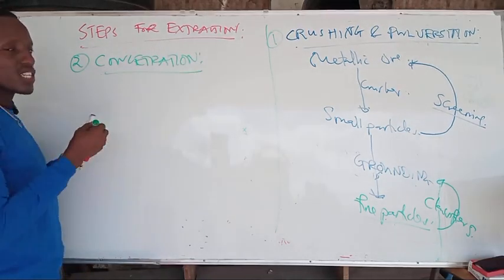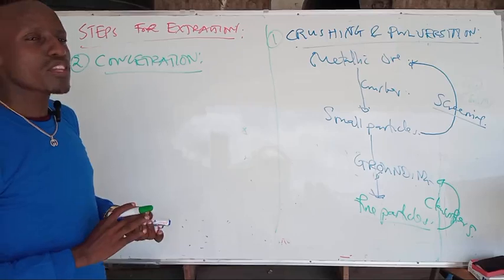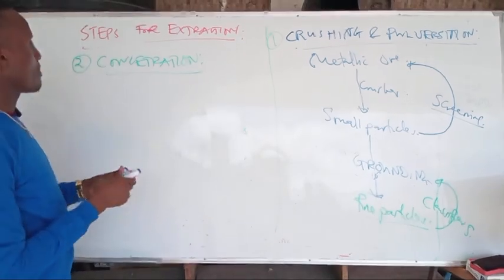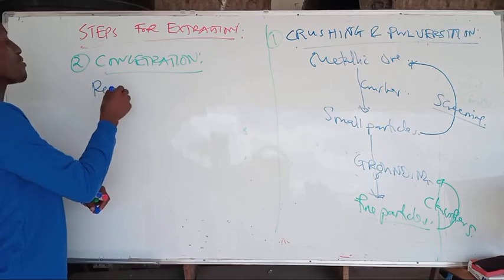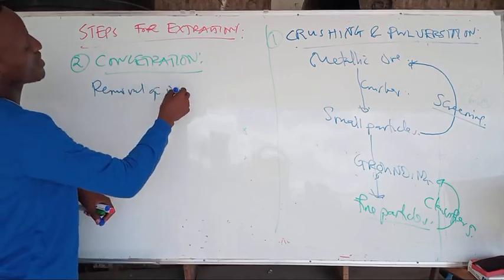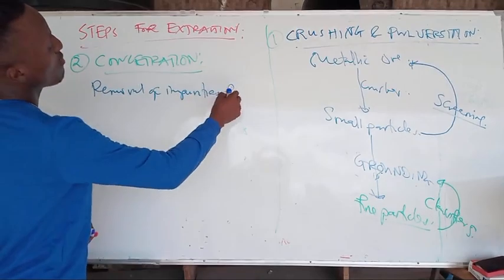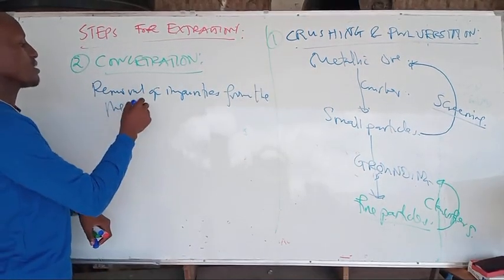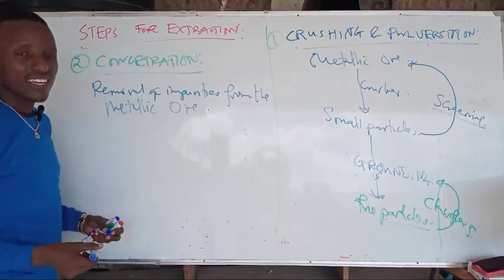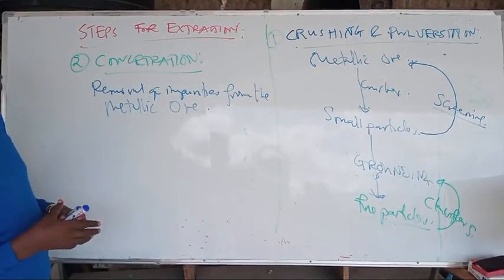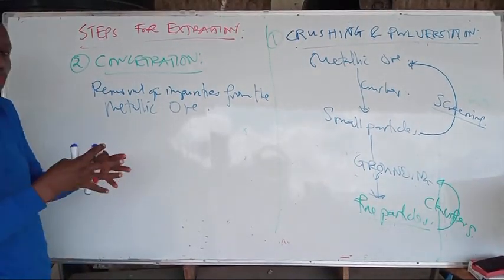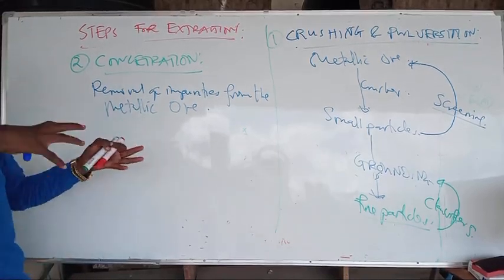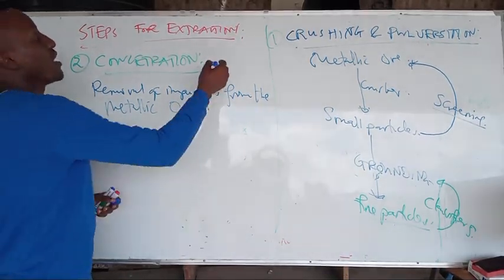Speaking about the concentration, we are just speaking about the method of removing the impurities from the metallic ore. So the removal of impurities from the metallic ore is what we say the concentration. Now you concentrate the ore. That's why you say the concentration stage of the ore.